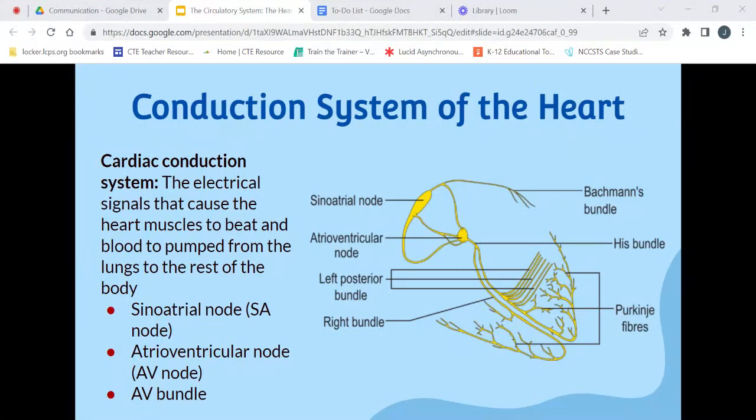The AV bundle divides into right and left bundle branches, which extend to the right and left ventricles. Fibers of the bundle branches divide into smaller branches, ending in terminal fibers known as Purkinje fibers. These fibers end on the fibers of ordinary cardiac muscle within the myocardium, and the impulse spreads through the ventricles.